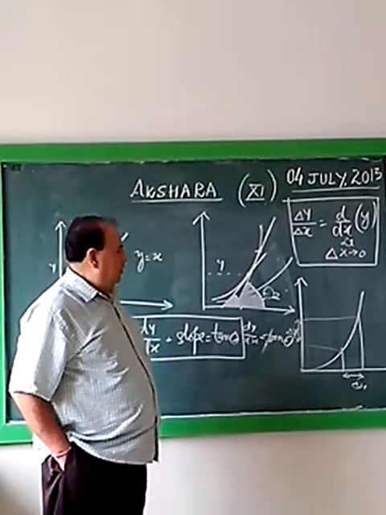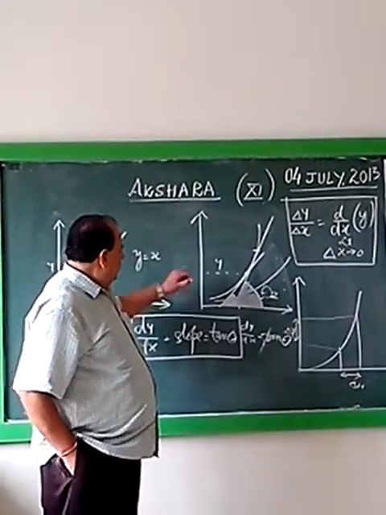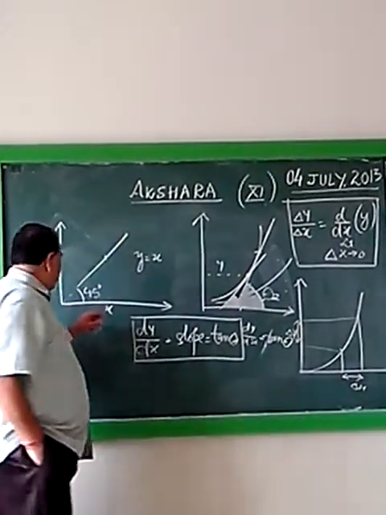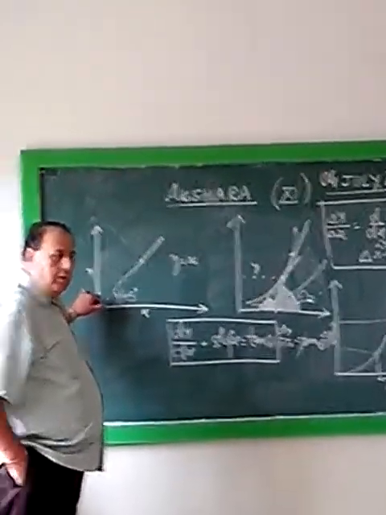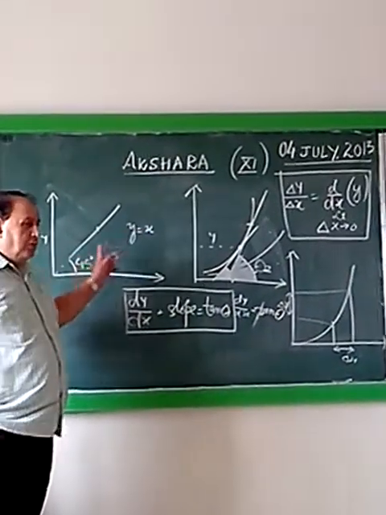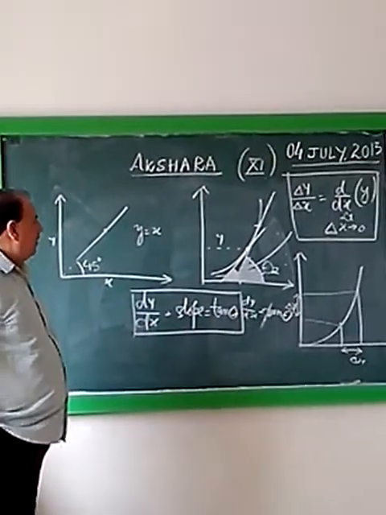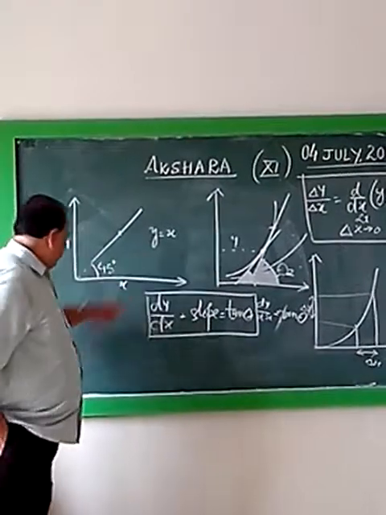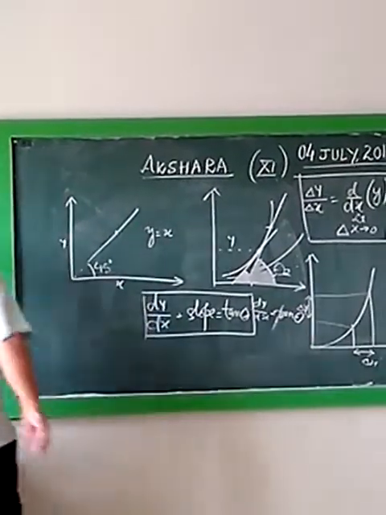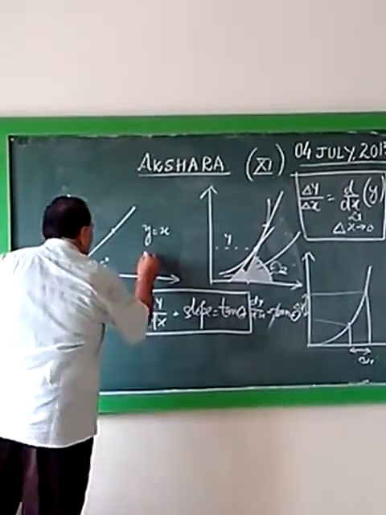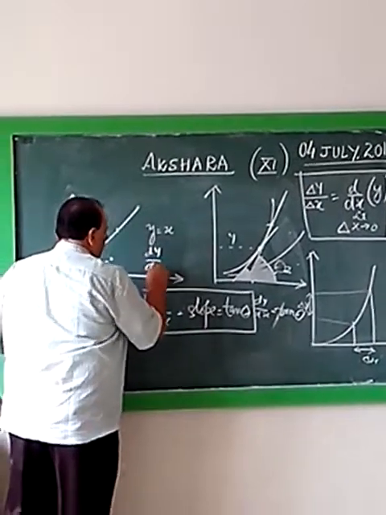So what are we talking about? We are talking about two functions, let's say x and y. I have written here y equal to x. Try to understand this now. If I ask you, what is dy by dx here? What is dy by dx there?